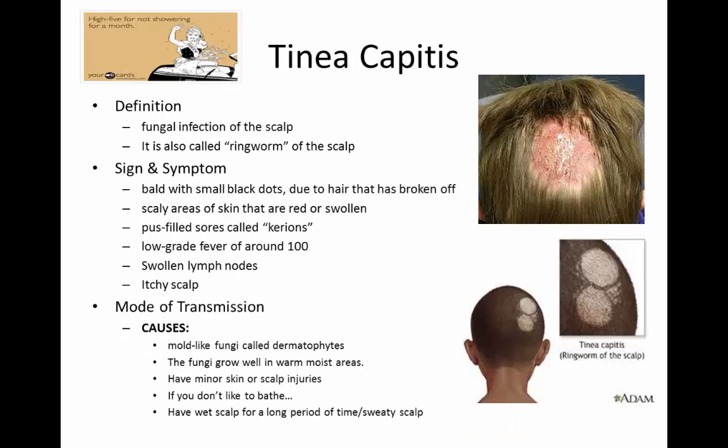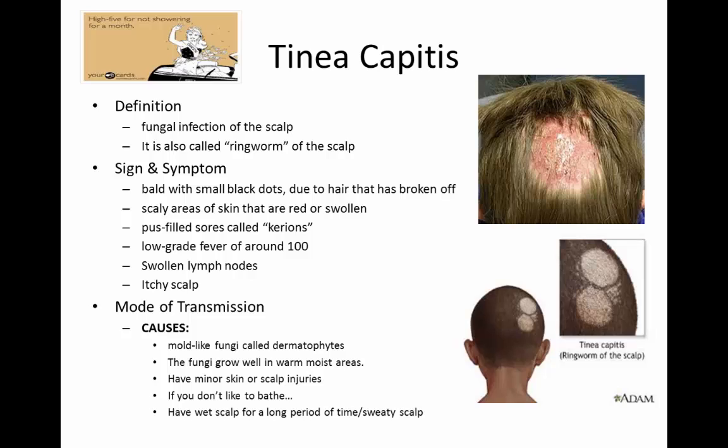Tinea capitis is a fungal infection of the scalp. It is also called ringworm of the scalp. Signs and symptoms include bald patches with small black dots due to hair that is broken off, scaly areas of the skin that are red and swollen, pus-filled sores called kerions, low-grade fever around 100, swollen lymph nodes, and itchy scalp.